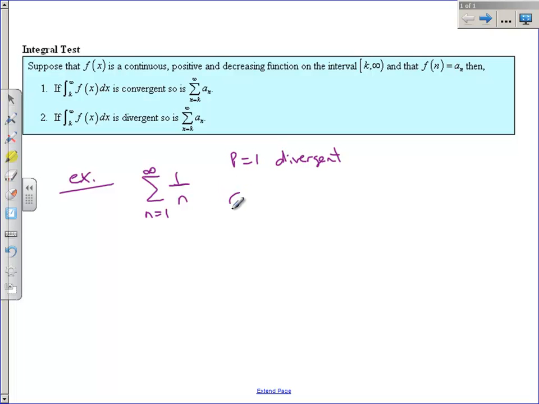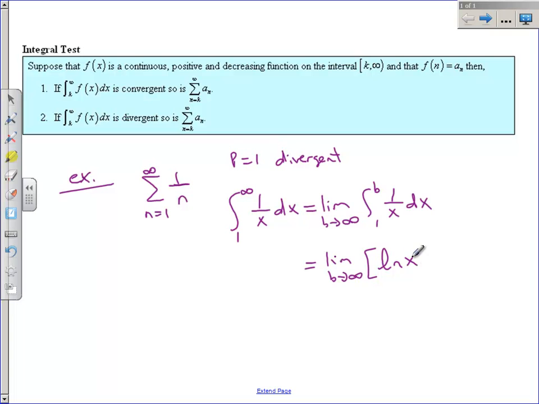We can check by doing the integral from 1 to infinity of 1 over x dx, which of course we'll have to do as the limit as b approaches infinity of the integral from 1 to b. Remember our improper integrals. And this is a pretty easy integrand to find an antiderivative of, because that's just u prime over u. So this is the natural log of x evaluated from 1 to b, and so that's going to be the limit as b approaches infinity of the natural log of b minus the natural log of 1.